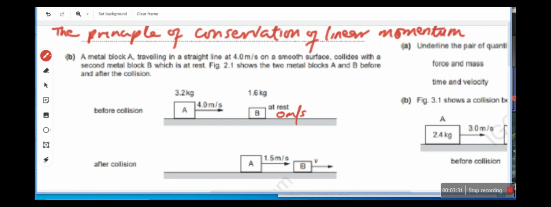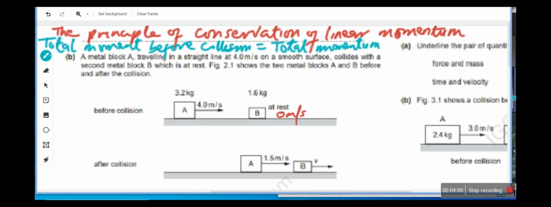Beautiful. The principle of conservation of linear momentum states that total momentum before collision is equal to total momentum after collision. Did you all hear that? All right, let me write it down. Total momentum before collision is equal to total momentum after collision. That also means total momentum before separation is equal to total momentum after separation. It can be collision or separation.